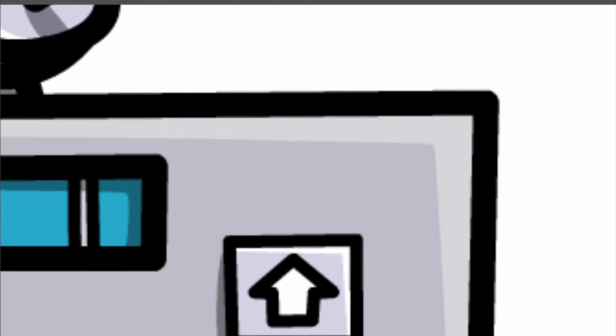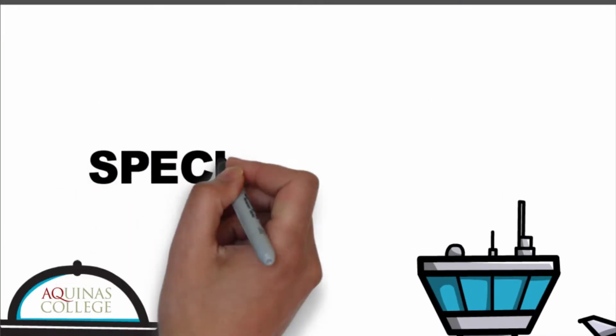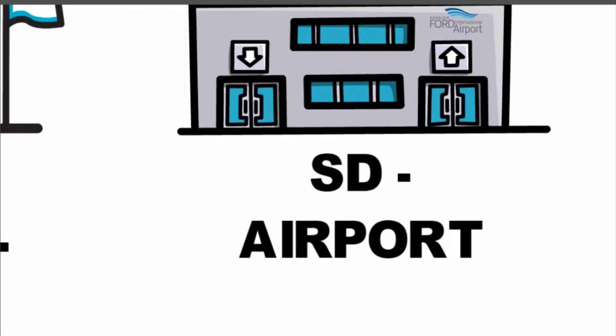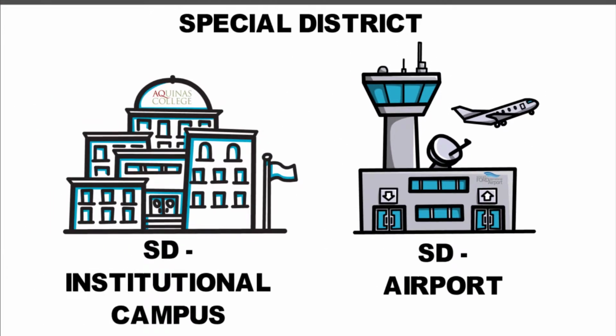There are unique areas in the city where it is not practical to use strict residential or commercial zones. Because of this, there are special districts. Special districts are similar to traditional zones, but with more specific details based on the particular neighborhood or area. For example, a zone with a university or airport.